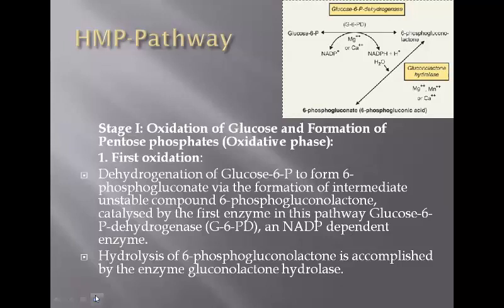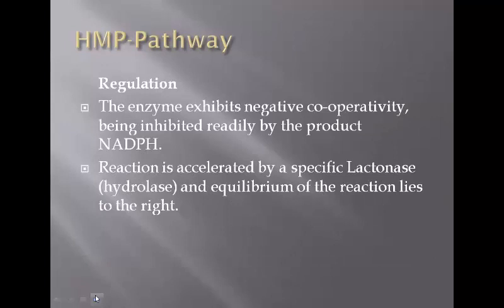The first reaction requires glucose 6-phosphate dehydrogenase, which is NADP dependent, and it then forms NADPH and H+. Then a water molecule is added by gluconolactone hydrolase, and 6-phosphogluconate is formed, which is stable.